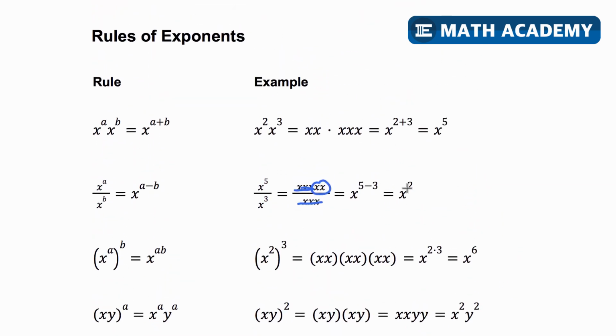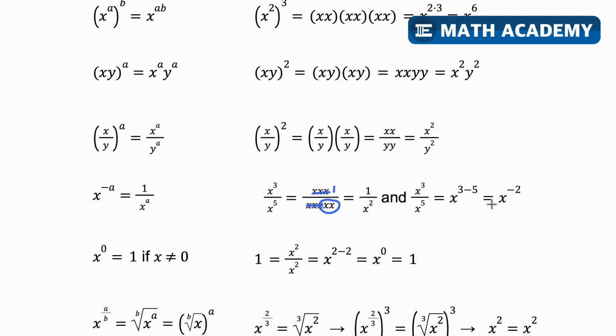Just to think about this another way, here where we had x squared, that meant that there were 2 more x's in the top than the bottom. Here it's the opposite of that. X to the negative 2 means there's 2 more in the bottom than there are in the top. So x to the negative a equals 1 over x to the a. X to the negative 2 equals 1 over x squared.